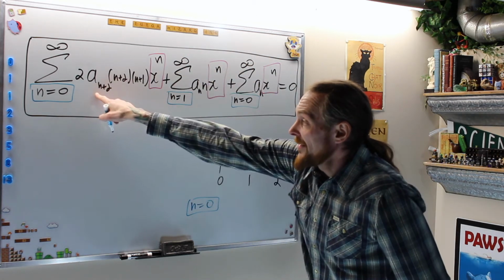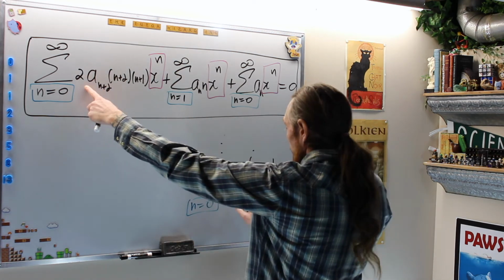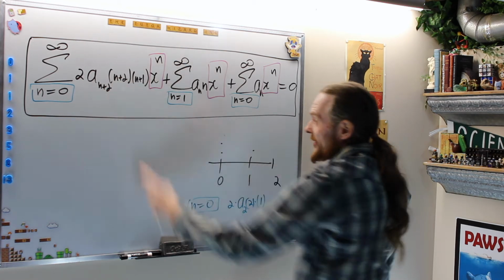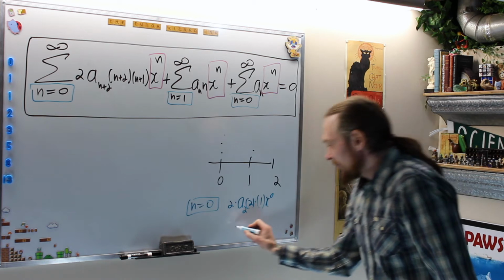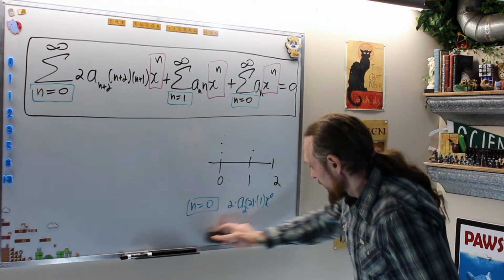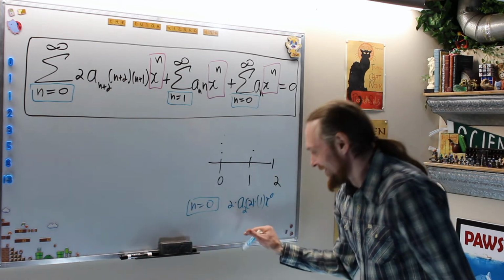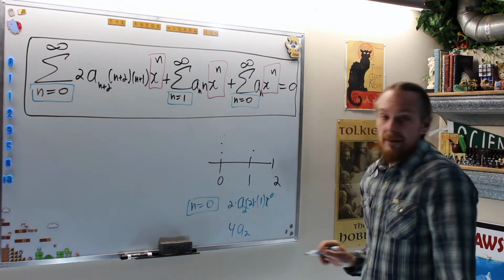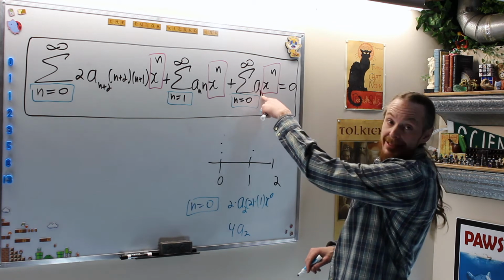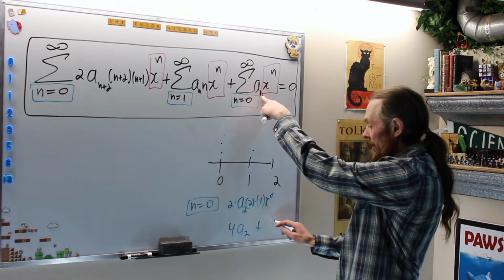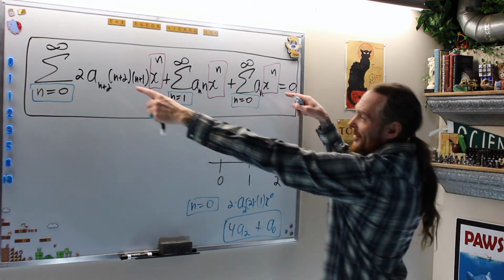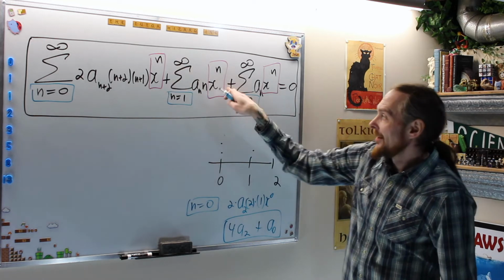From this term, when n is 0, the 0 term is going to be 2 times a2 times 2 times 1. I just put n equals 0 into there, x to the 0, which gives me 4a2. From this one, when n is 0, what do I steal? I'm going to steal just an a0 x to the 0. Why did I get a plus? Because I'm still going to be adding them into the equation. Everything's adding in these series.